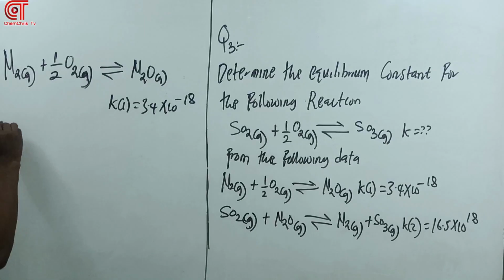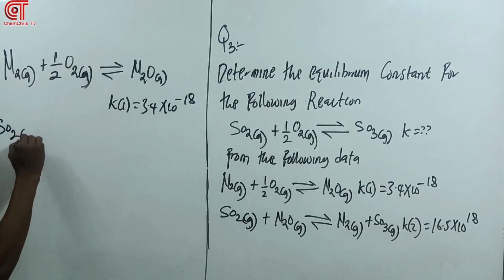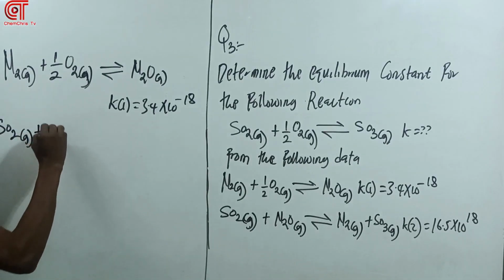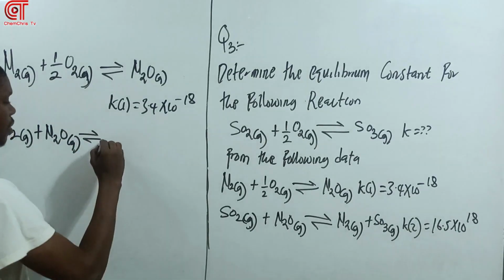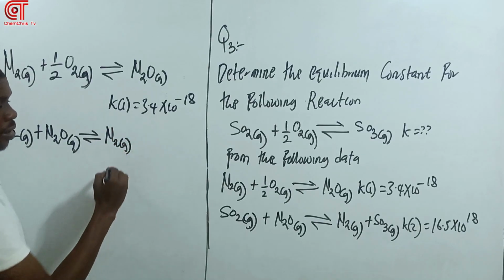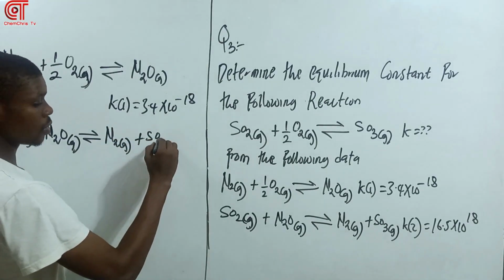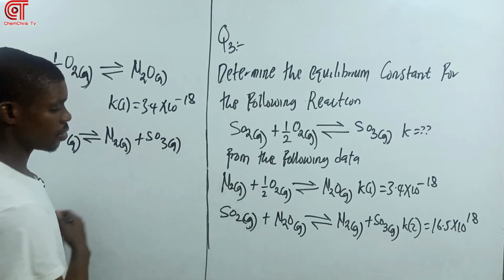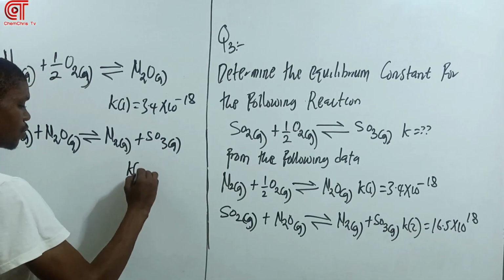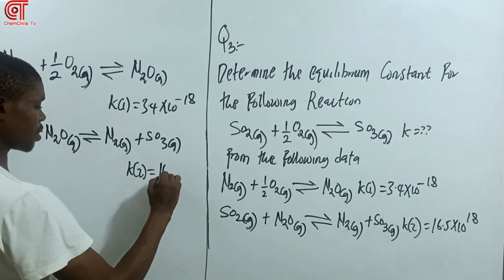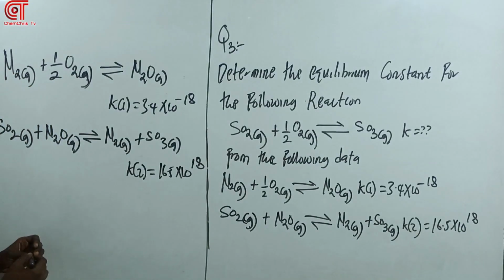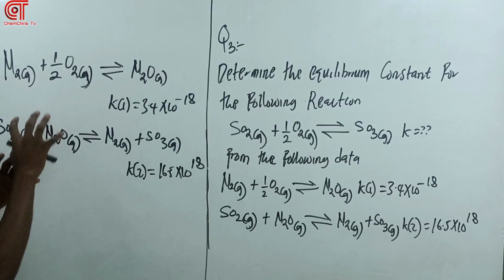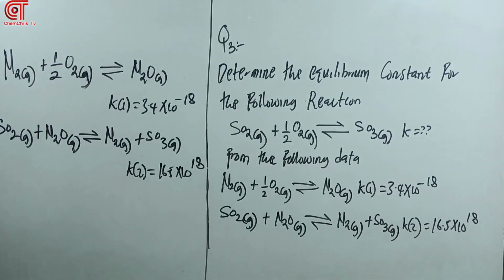So you have SO2 gas plus N2 gas, and you have N2 gas plus SO3 gas, right? So my K2 equals 16.5 exponential 18. So what happened here? We have to cancel some things out. Those things that are common between the two of them, we have to cancel them out.